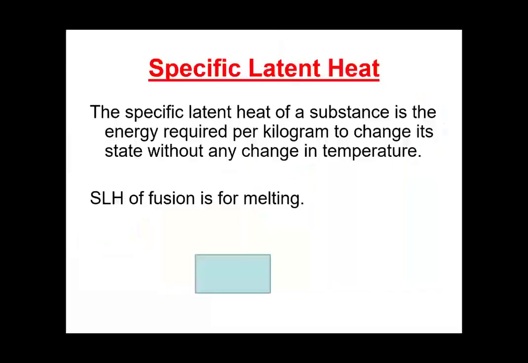Specific latent heat is the energy required per kilogram to change the state of a substance without changing its temperature. So the specific latent heat of fusion is for melting. Fusion is our fancy word for melting. And then the specific latent heat of vaporization is for boiling. So that's our fancy word for boiling.